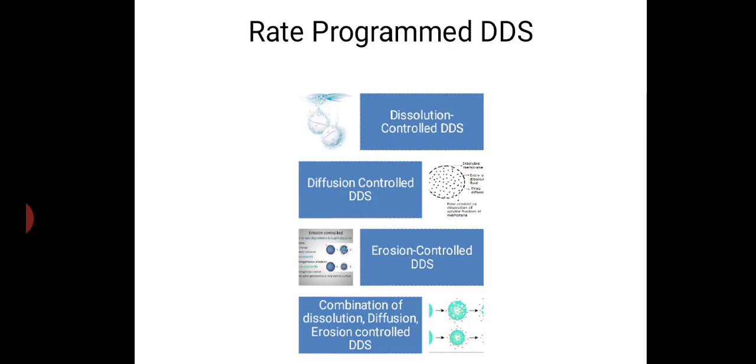Diffusion, you know what is diffusion. It is the penetration. It is the movement of the drug molecule across a membrane. So in case of a reservoir system, the core tablet is coated with a polymeric membrane. So what happens? The drug present inside the core has to diffuse across the membrane.